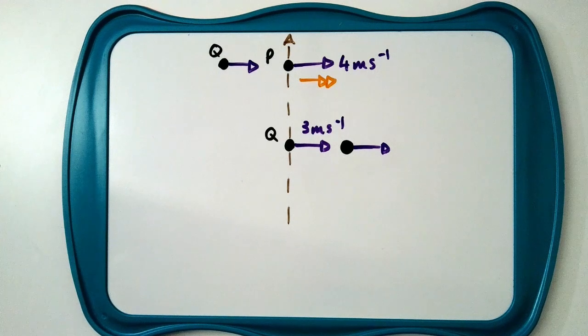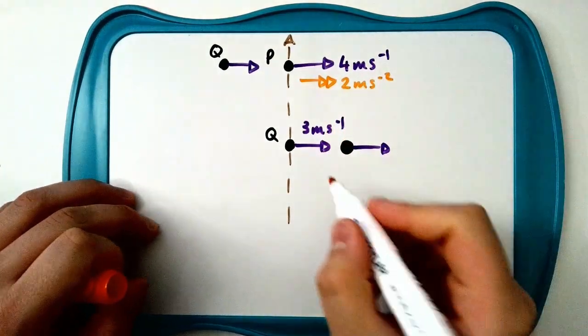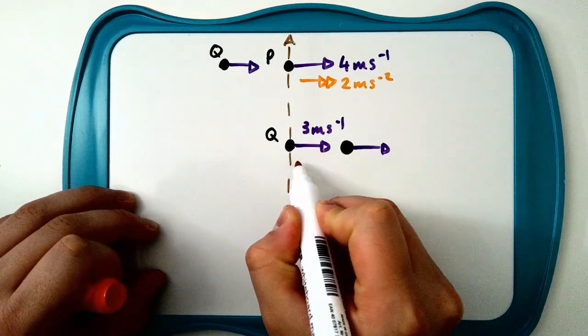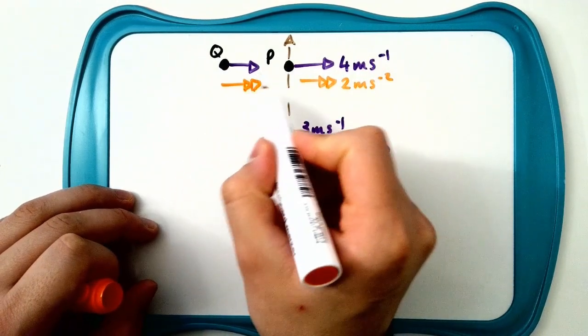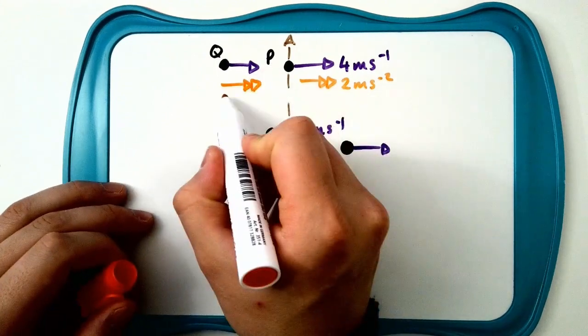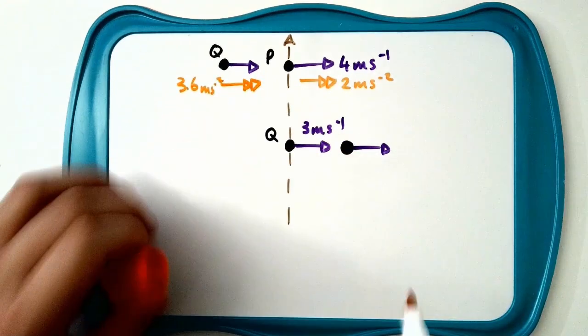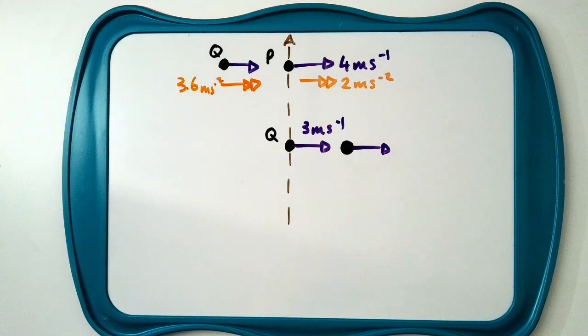Okay, my double arrow for the acceleration for particle P is going to be 2 meters per second squared, and the acceleration for Q is going to be, I'll draw up here because the acceleration is constant. This acceleration is 3.6 meters per second squared. So we've got 3.6 meters per second squared, 2 meters per second squared for P, 4 meters per second when it passes point A, and 3 meters per second when Q passes point A.